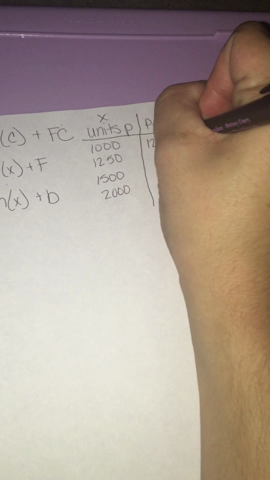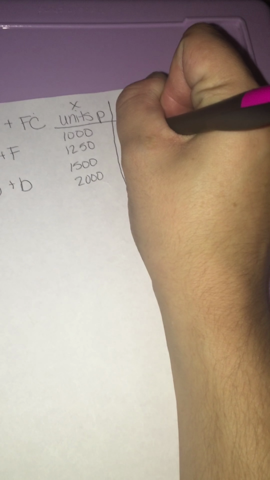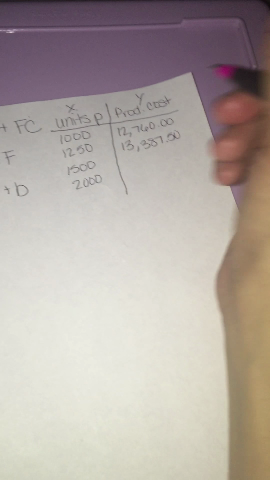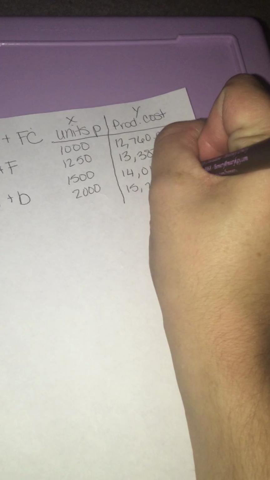So that's 12,760.00. Always use the decimal places, because you might get yourself confused. Then 13,387.50. See, that's why you need the decimal places, even though it says .00, just to make sure that you're doing your work right. And then you have 14,015.00. And then last but not least, 15,270.00.